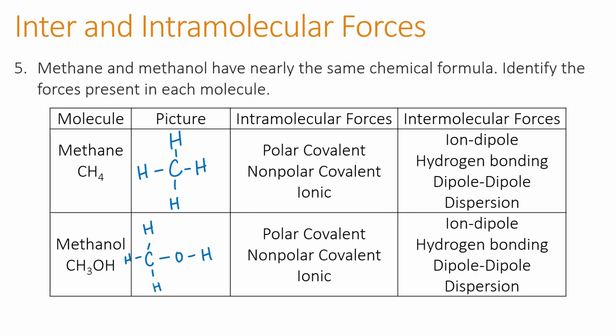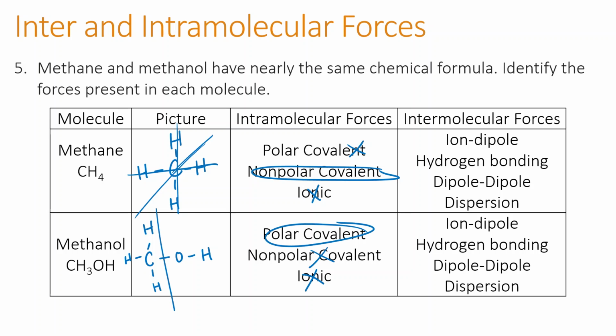Okay, so neither of these are ionic compounds because they're all made of non-metals. The question is, are they polar or are they non-polar? Methane, if you cut this in half, pretty much looks symmetrical no matter what way you do that. So this is going to be non-polar covalent. Methanol, on the other hand, is very asymmetrical. So methanol is going to be polar covalent.